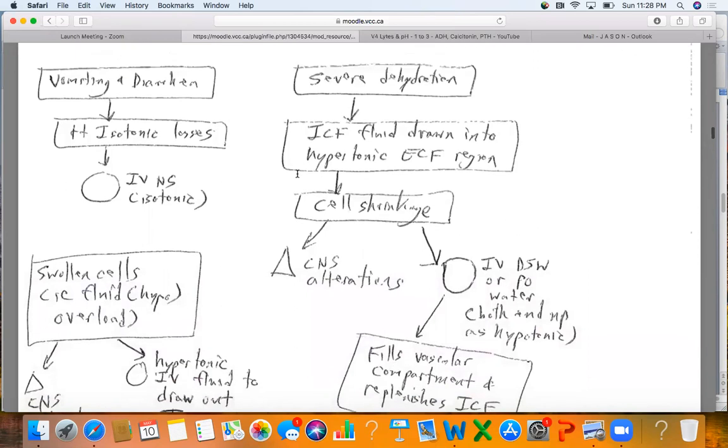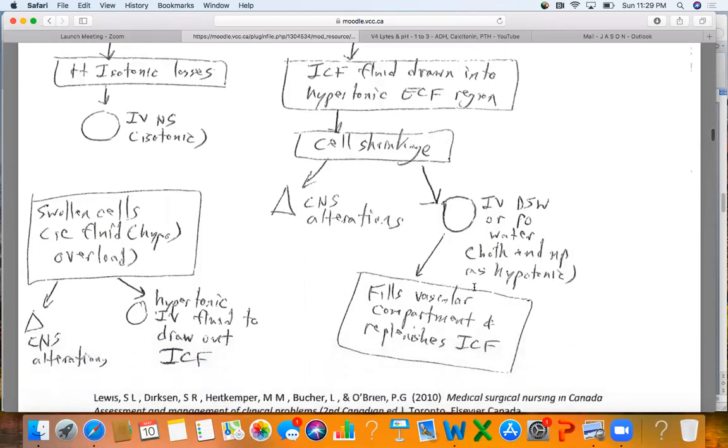When you see these diagrams, please remember that the rectangles are events or conditions of the patient, the triangles are the signs and symptoms, and the circles are what we need to do about it. How do we diagnose or how do we intervene? This side here with the swollen cells is really talking about what happens when we drink too much water, which we talked about above.